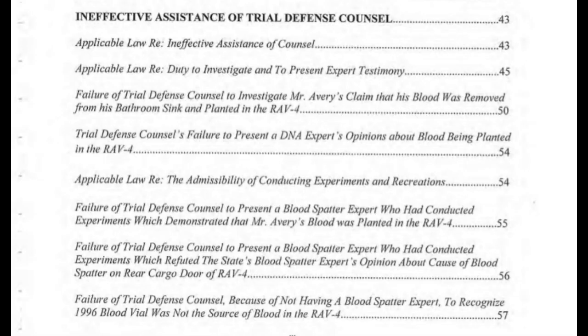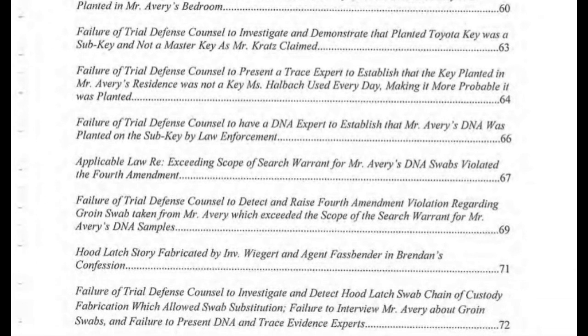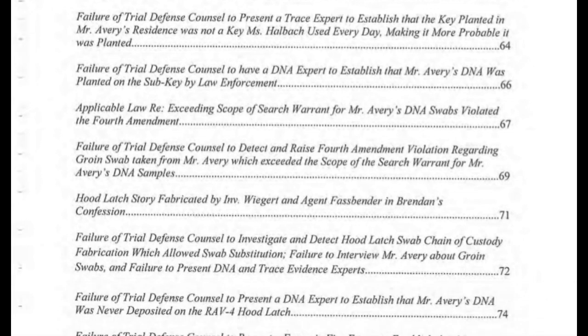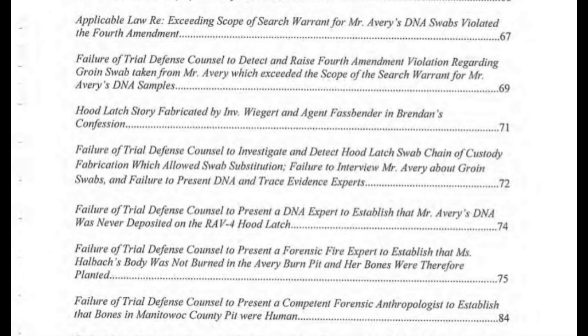So here we go. All right, so here's where we're going to start with her motion. This is part of the way through the table of contents, where she talks about the ineffectiveness of Stephen's counsel originally. I think that's mainly just her saying that they failed to examine this, which is what she has examined, and basically opening the door for her to bring her experts in. But among the things she's pointing out, they didn't bring in the right kind of blood spatter experts to determine that the blood in the RAV4 was not actually planted from the vial. Failure to demonstrate to the jury that the key was planted, and that it was a sub key and not a main key. They exceeded the scope of their search warrants by getting the groin swabs. The groin swabs were beyond the scope of the warrant.